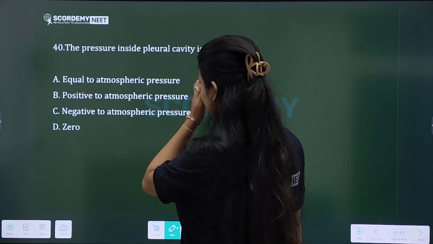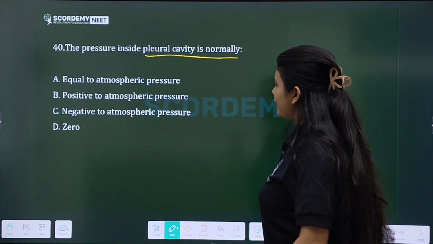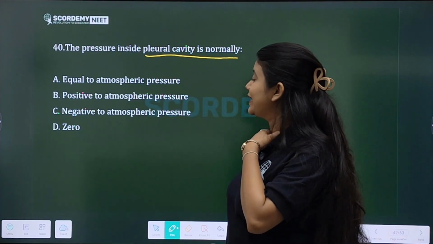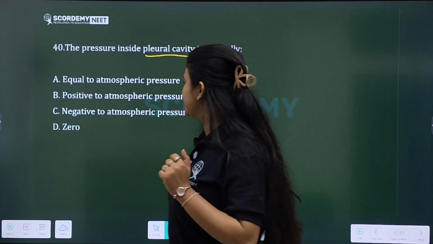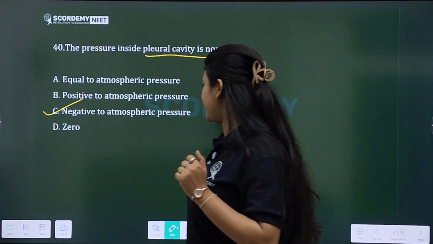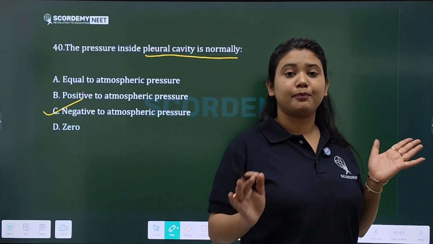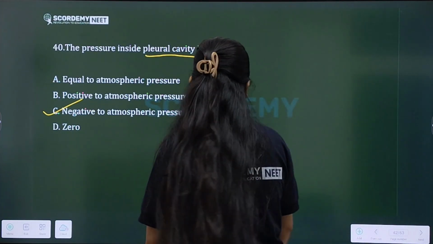Then, the pressure inside your pleural cavity is normally, what is the intrapleural pressure? It is always negative, isn't it? Negative to atmospheric pressure. What does that mean? Inside your pleural cavity, the pressure is lesser than the atmospheric pressure, isn't it? Okay.